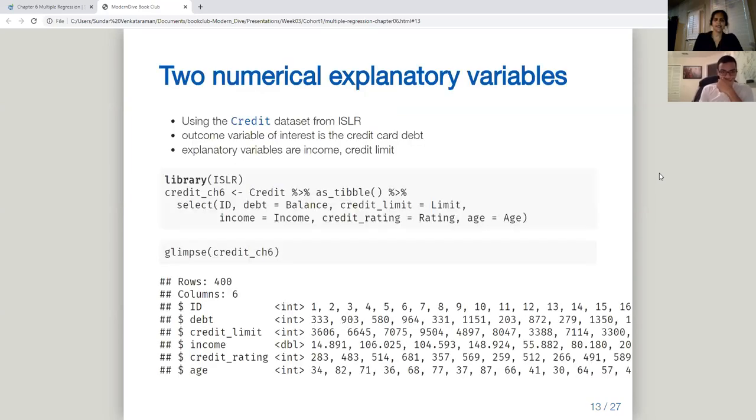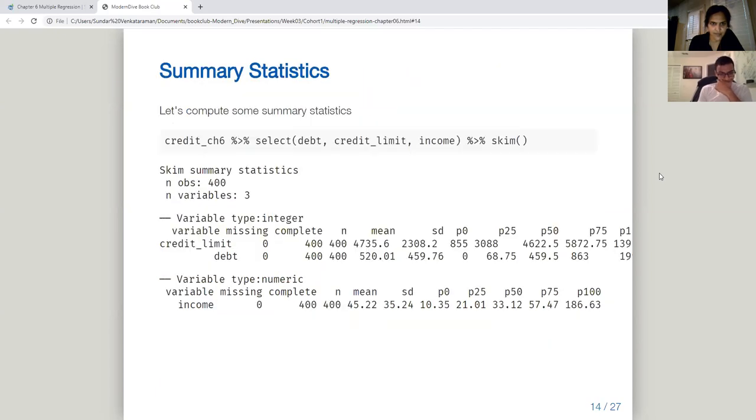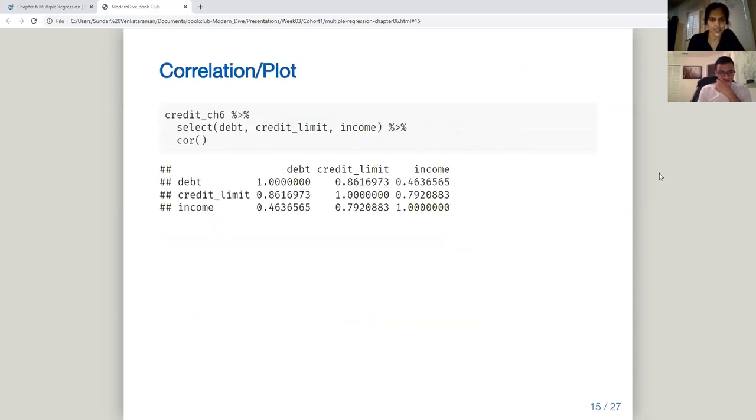Okay, so then they get into two numerical explanatory variables, and this is, I think, what Matt said, where they actually use two numerical, and you're right, they do use interaction here as well. So here, it's just the same drill again. You do a little bit of glimpse, you look at your summary statistics, and they are basically interested here in looking at the credit limit and income, and your outcome variable here is the debt.